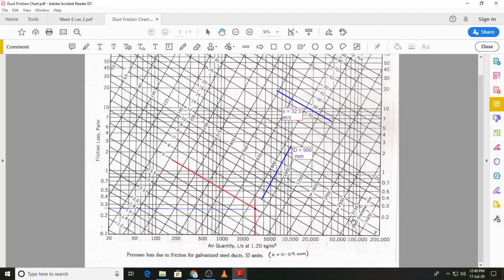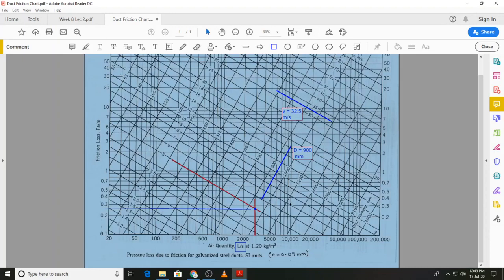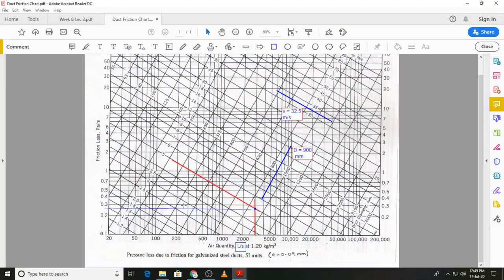Now if you look at the friction chart, on the horizontal axis we have the air quantity, and it is in liters per second. So if you are given the volume flow rate in cubic meters per second, make sure you convert it into liters per second. And remember, the pressure drop is given in pascals per meter. So we calculate the total pressure drop by multiplying the value that we read off the chart with the length.